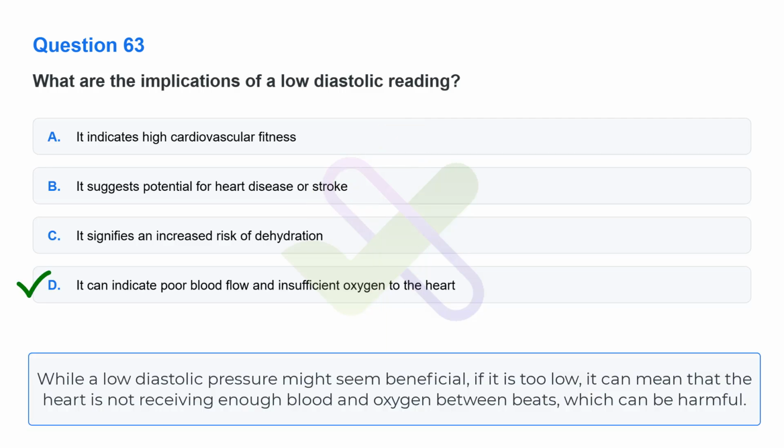The correct answer is D. It can indicate poor blood flow and insufficient oxygen to the heart. While a low diastolic pressure might seem beneficial, if it is too low, it can mean that the heart is not receiving enough blood and oxygen between beats, which can be harmful.